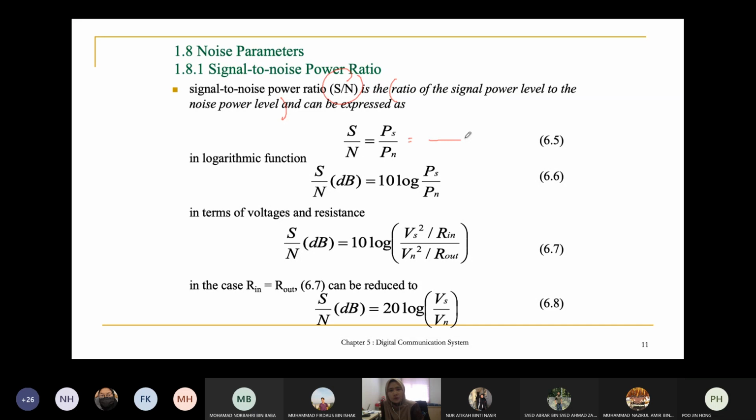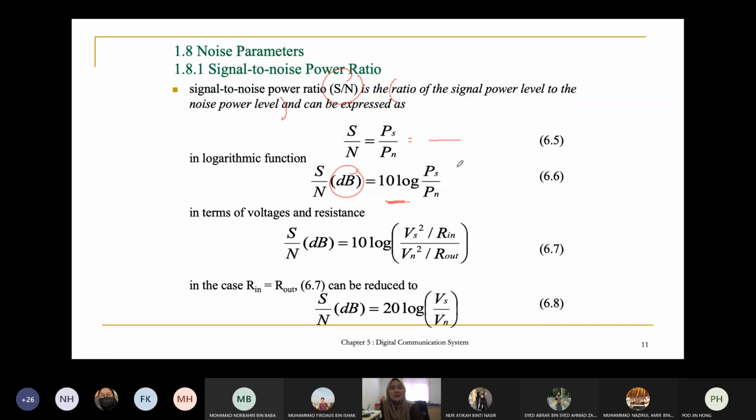But if you want the signal to noise ratio in the unit decibel, if you still remember, then you need to multiply with 10 log. So 10 log PS over PN.